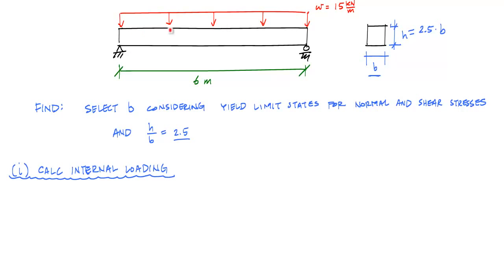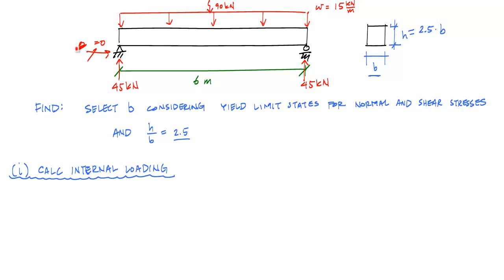In this case I have a symmetric loading and symmetric boundary condition, so I know my reactions here are going to be equal. The resultant of this distributed load is 15 times 6, which is 90 kilonewtons. Because these reactions are both equal, I just have to divide that in half, so each of these is 45 kilonewtons. And from the sum of forces in the horizontal, I know that this force equals 0.